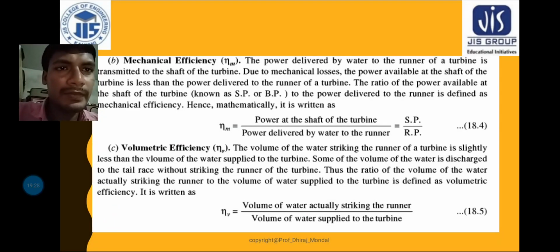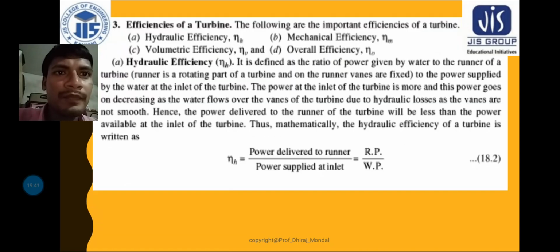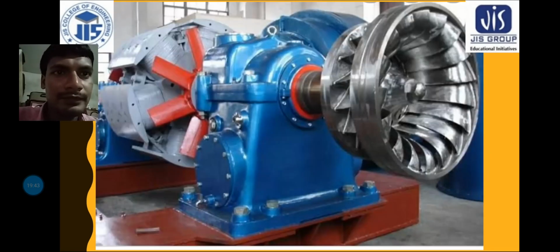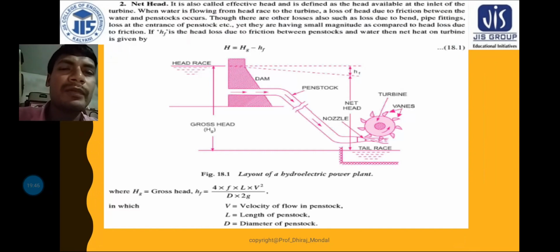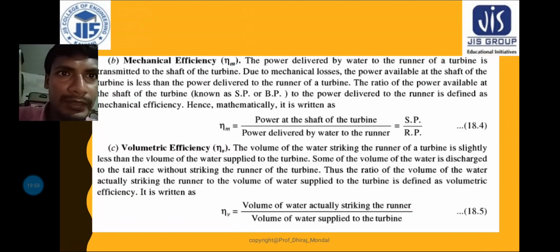Now let us discuss the mechanical efficiency. What do you mean by mechanical efficiency? Mechanical efficiency is the ratio of power at the shaft of the turbine to power delivered by water to the runner. Basically, in the case of mechanical efficiency, it is the ratio of shaft power by runner power. Remember, hydraulic efficiency is the runner power by water power, and mechanical efficiency is the shaft power by runner power.